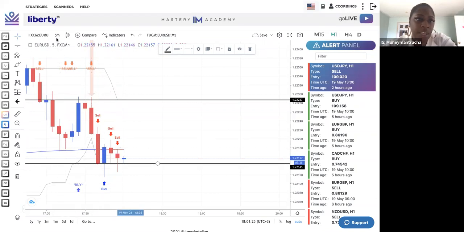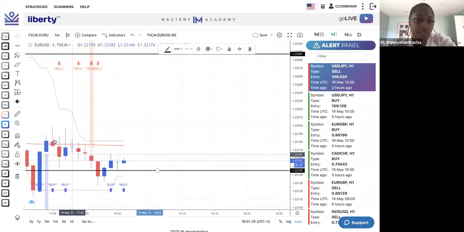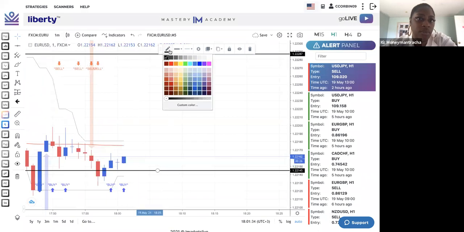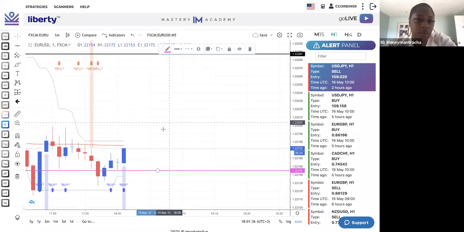We want to do the same thing on the 1 minute. All we did was add 2 lines. That's all we did. So now we're going to take our horizontal line. We're going to use a different color so that we don't get confused. And we're going to do the same exact thing.